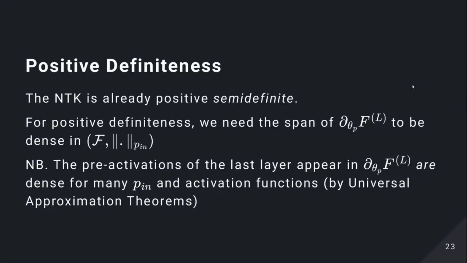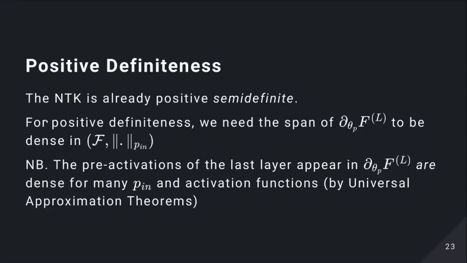So the last thing we need: we know that if the kernel in the kernel gradient descent is positive definite, then we know that we converge to some minimum, and we know that the NTK is already positive semi-definite. It might be zero, so the matrix may have some zero eigenvalues, but at least it's positive.